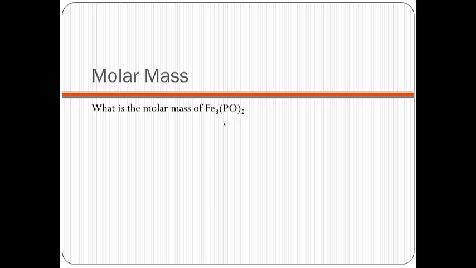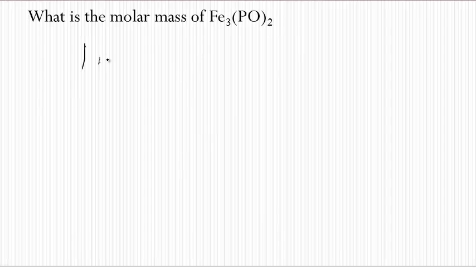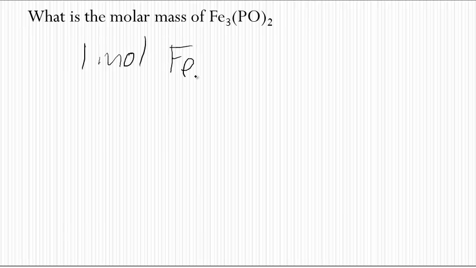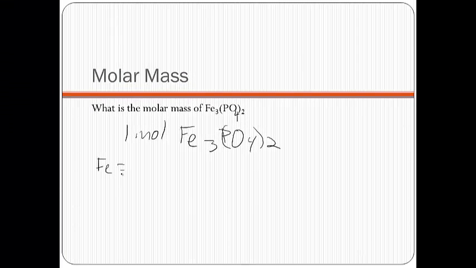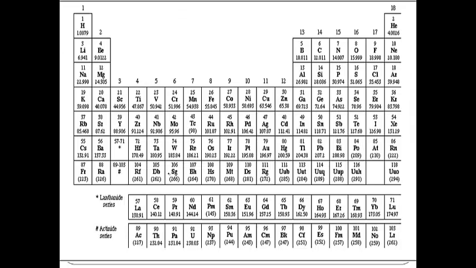Let's do another one here, except this one has a lot of numbers. That's okay. What's the molar mass of this? Once again, we're saying we have 1 mole. This is iron. There should be a 4 here, it should be PO4, sorry about that. So this is iron 2 phosphate, and we have 1 mole of this. So what is its mass? Well, we first look up iron, go to our periodic table.